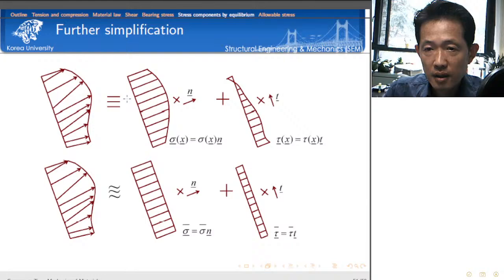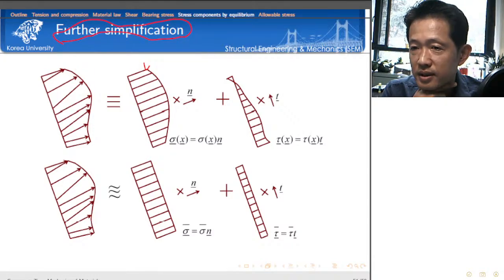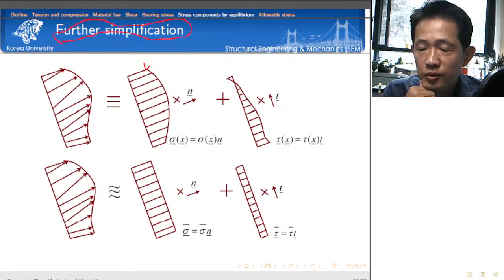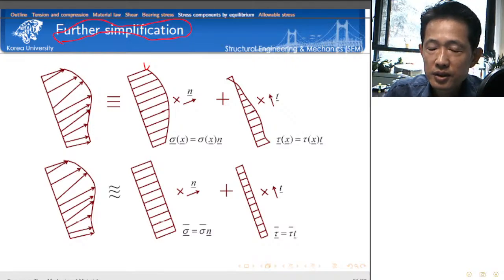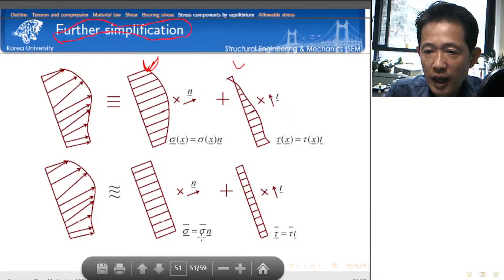Okay, so here again the distribution of normal stress is non-linear. It is not easy to deal with. So we'd like to introduce a further simplification. In these undergraduate courses, we are not ready to deal with this non-linear distribution of normal stress and shear stress tractions over the cross section. So instead of dealing with the real, actual distribution of normal stress and shear stress, we want to consider the average one.